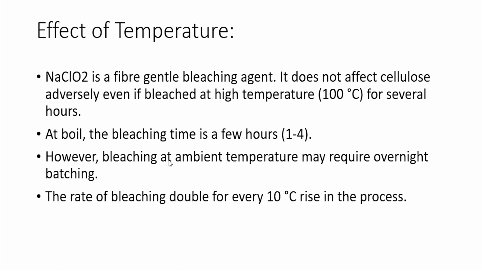And the effect of temperature on sodium chlorite: it is a very gentle bleaching agent. It does not affect the cellulose when you increase the temperature. So you can bleach at 100 degrees Celsius. At boil, the bleaching time is very short, 1 to 4 hours, and you can bleach even at ambient temperature, but it requires overnight. The rate of bleaching doubles for every 10 degrees Celsius.